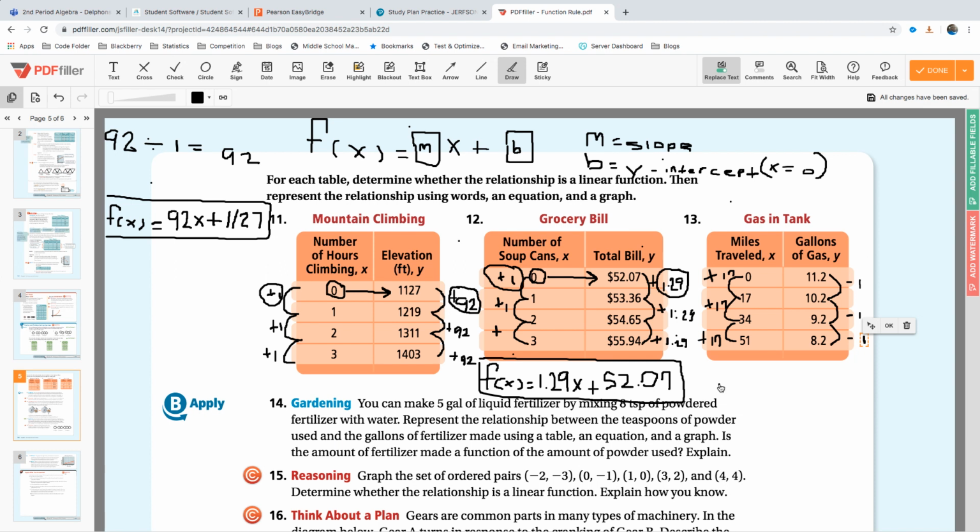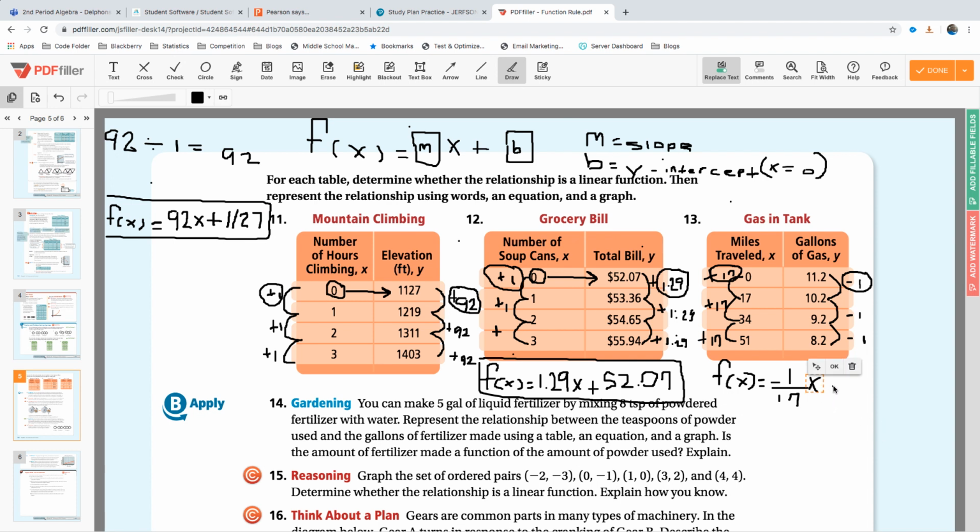We're going to create our function f of x. And then we're going to take the pattern that's occurring in our output value. In this case, it's -1, and we're going to divide it by 17. So we're going to put negative 1, and then divide that by 17. In cases like this, if it creates a fraction, just leave it as a fraction. So we got 1 over 17, and what should we always remember to do? Put that x.